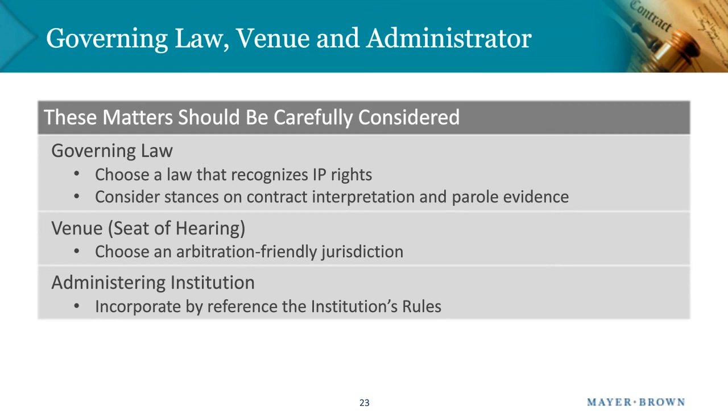Another item on the checklist is deciding the governing law, venue, and administrator of your arbitration. And these all will have a very distinct effect on how your dispute will be resolved. For example, if you are the licensor, you will want to select governing law that is protective of IP rights. For example, in New York or Delaware, where trade secrets are well protected. Another consideration are the discovery rules there.